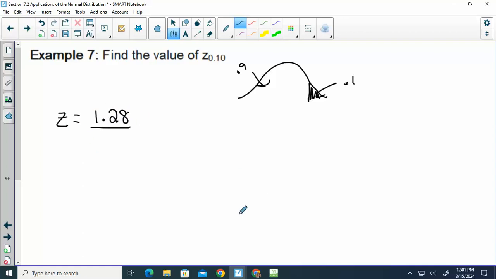So just know when it's written like that, that 0.1 is area to the right. You have to look up the area to the left. Do we need another one like this?